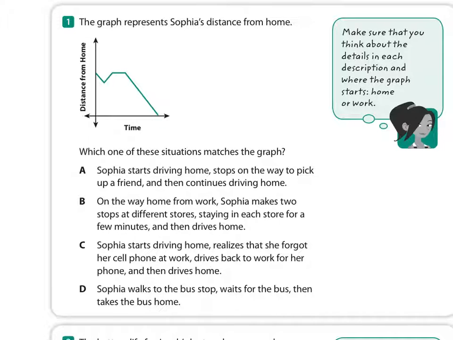All right, so we really need to understand. C is the one that we're looking for here. She starts going home, drive on here. So she forgets her phone at work. Oops. Time increasing, right?